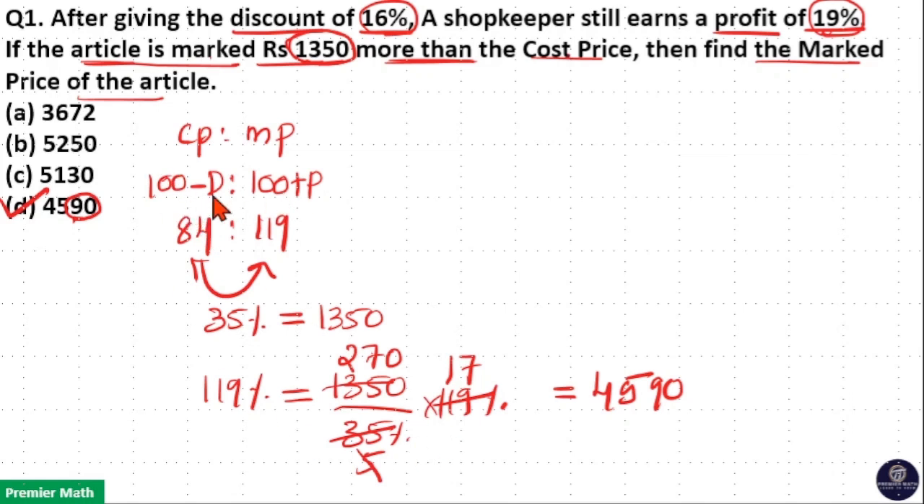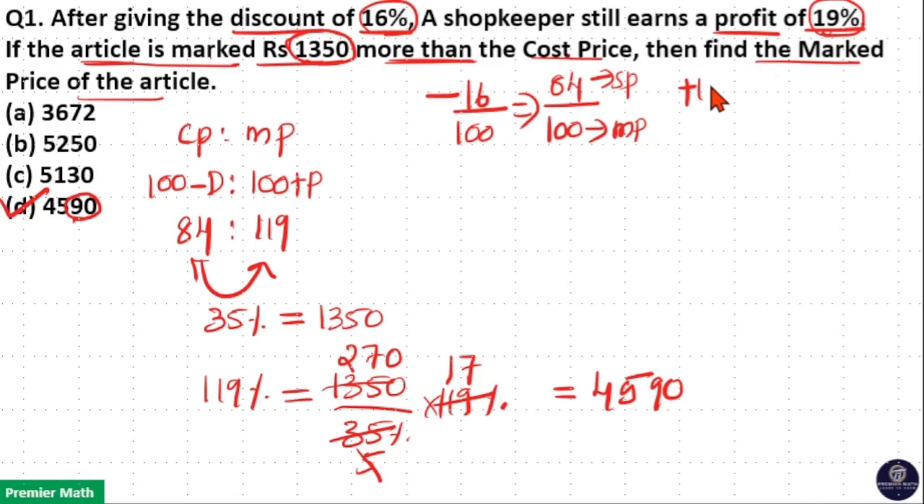Now, if you don't know this formula, here discount means negative. 16% means 16 by 100. Now, discount 16% means if 100 part is the marked price, then 100 minus 16, 84 part is the selling price. Same way, profit means plus. So, profit is 19% means plus 19 by 100. Now, this means if 100 part is the cost price, then 100 plus 19, 119 part is the selling price.